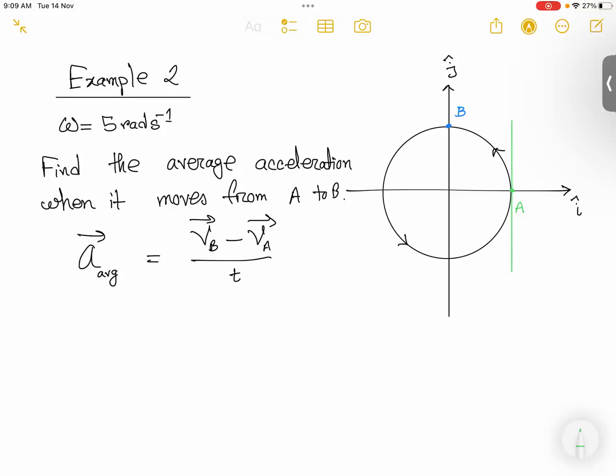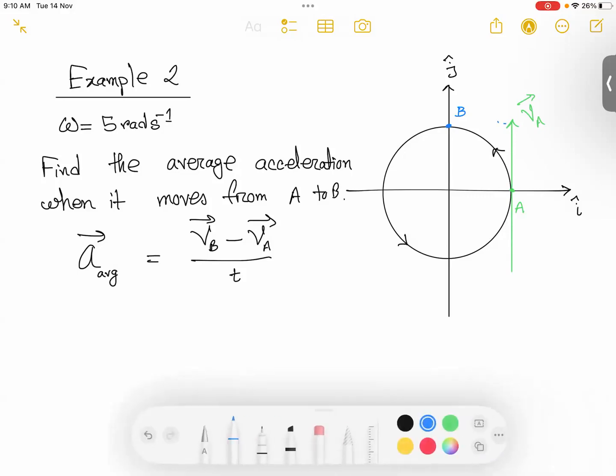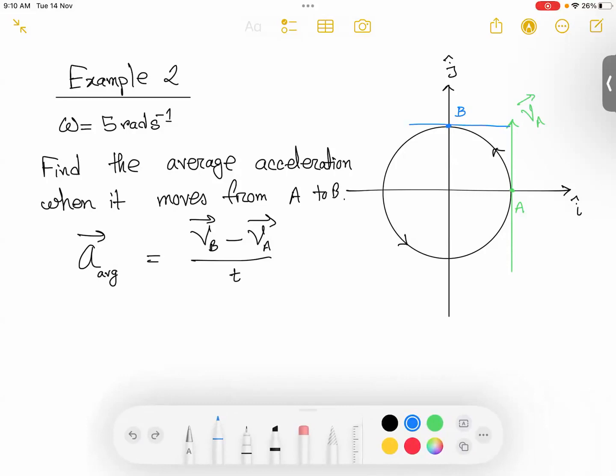So you basically draw a tangent, right? That's the velocity of A. So it should be J hat. Now tell me, what will be the tangential velocity in the B position? In which direction? Parallel to I hat or minus I hat? Minus I hat. That's the direction of VB, minus I hat.